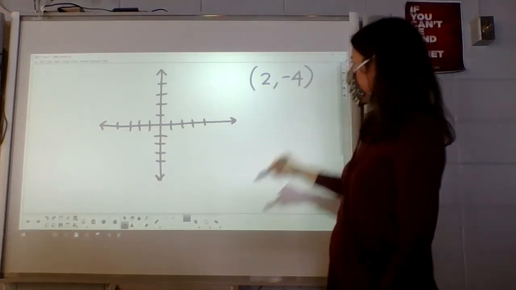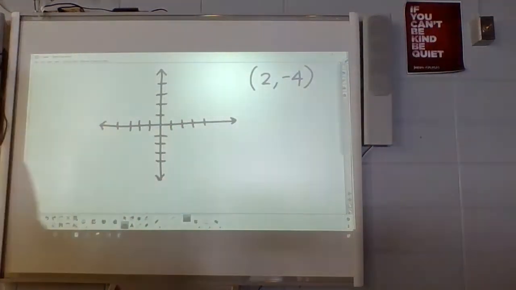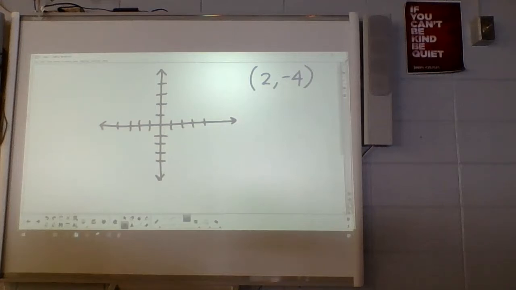So you guys could graph 2, -4. And when you hold it up, just make sure you have it upright the right way. If you have it all turned sideways, I won't be able to know.